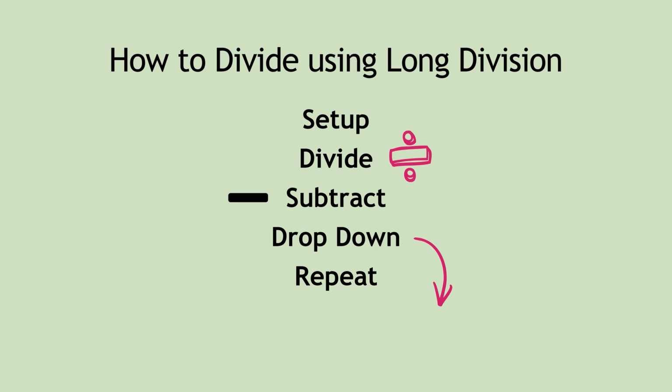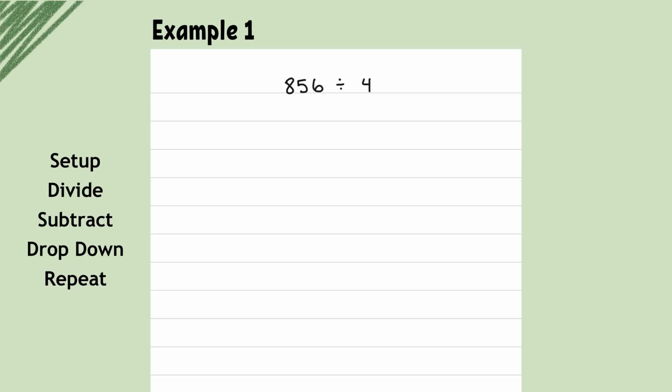First, the setup. We need to make sure we're setting our problem up correctly. Then we're going to divide, which is something that I can show you more than I can tell you. And while we're dividing, we're going to be subtracting and bringing down numbers, and then we're going to repeat. We're going to divide, subtract, bring down, repeat. Let's just try it. Let's get into some examples.